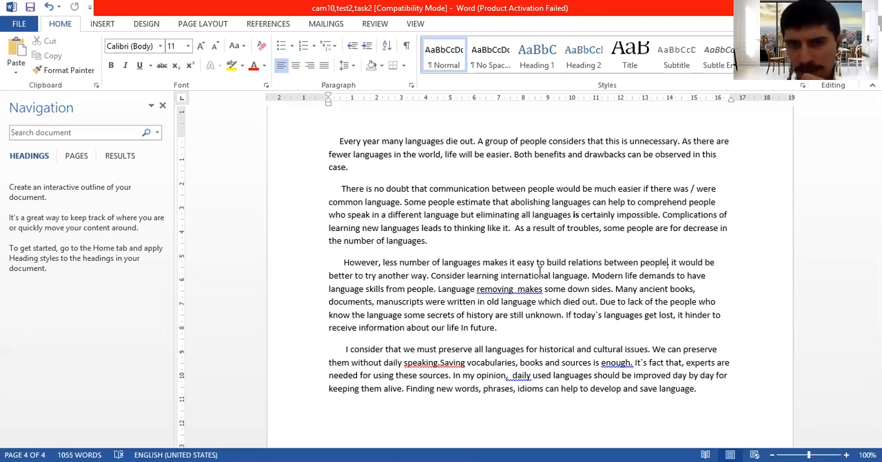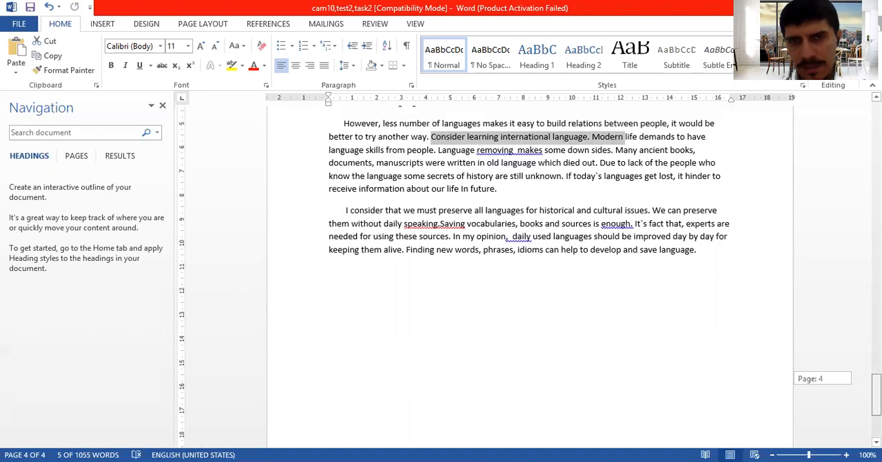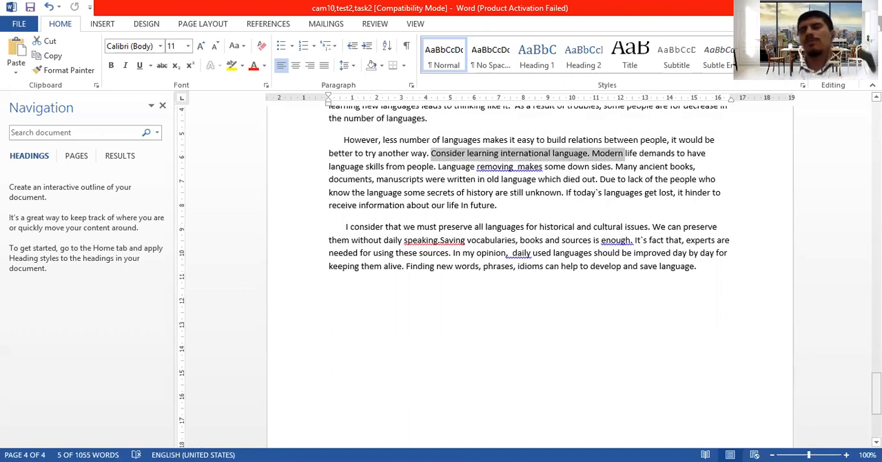So consider learning international language. So this is just something like writing for the journal. However, that's not the case. Therefore, try not to use such kind of instructional statements or rhetorical questions and so forth, which can only be found in, let's say, non-academic materials. Okay, it's kind of literary style.